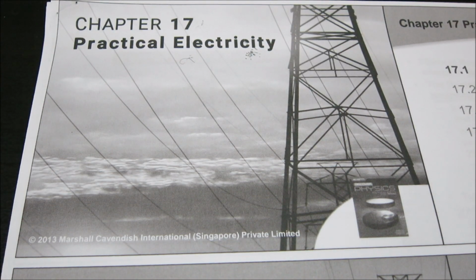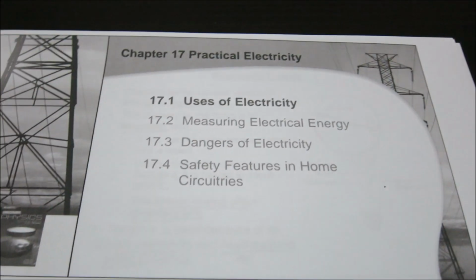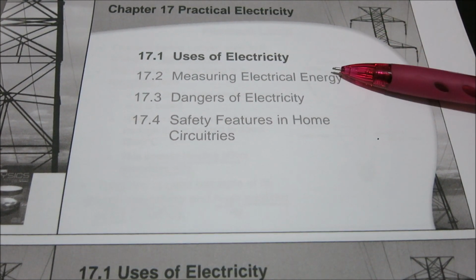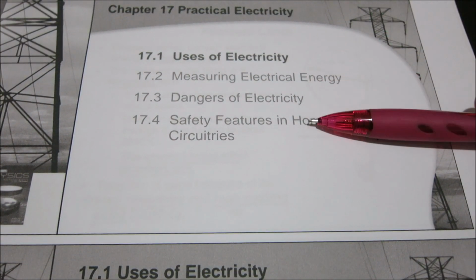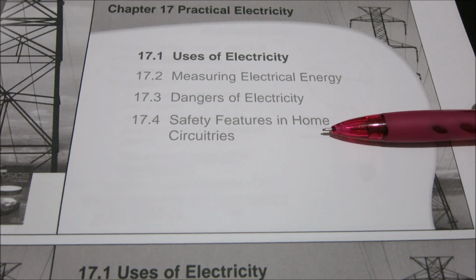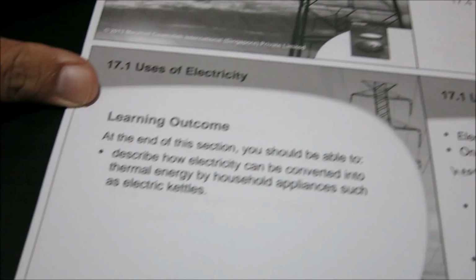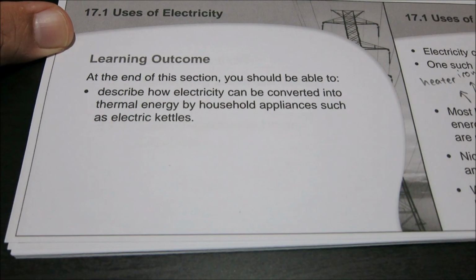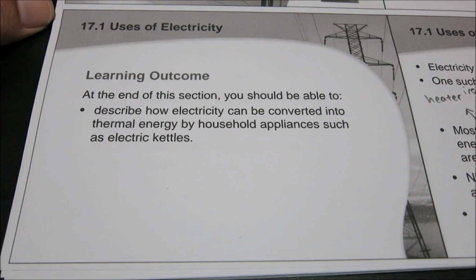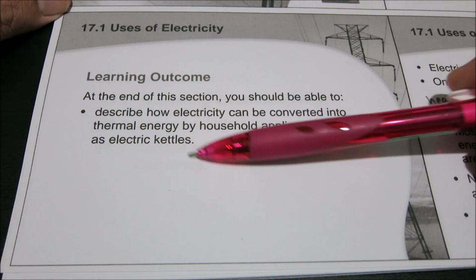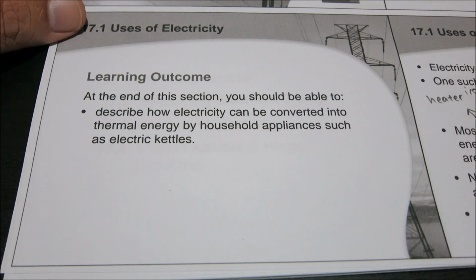Alright, so there are a few objectives that we have to learn. Uses of electricity, measuring electrical energy, dangers of electricity, and the safety features in any home circuitry. So first, we'll talk about uses of electricity. We're going to talk about very simple applications of electricity. So in specific, we're going to talk about thermal energy and also light energy.